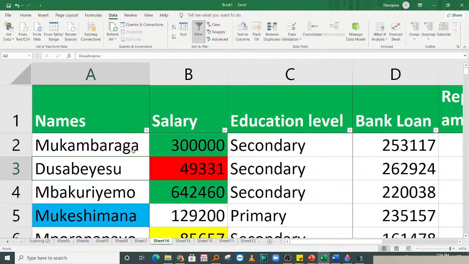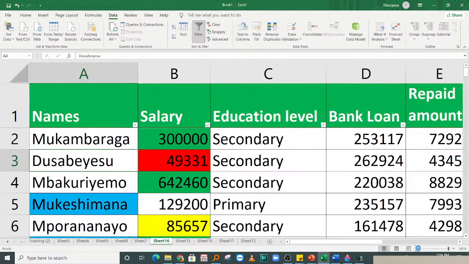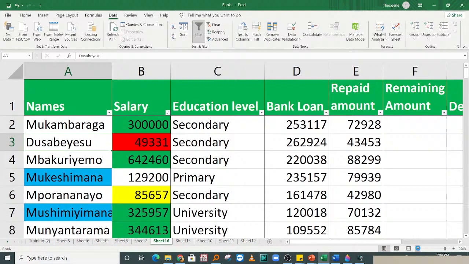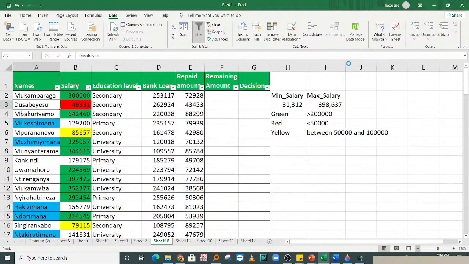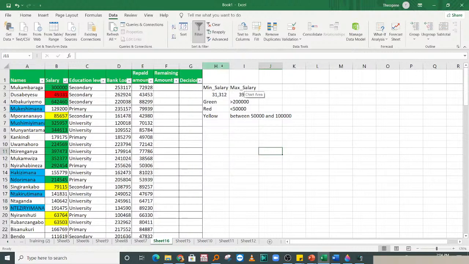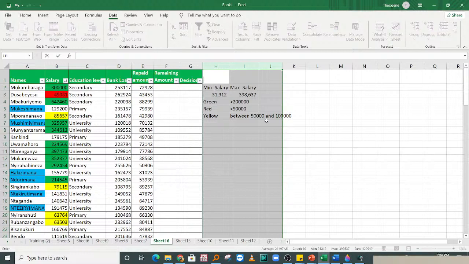So let's move. We want to make some decisions with this Excel. I'm having here the table, and this table, let me try to zoom it out. I don't know if you can see this, but I'm going to explain each and everything for you guys.